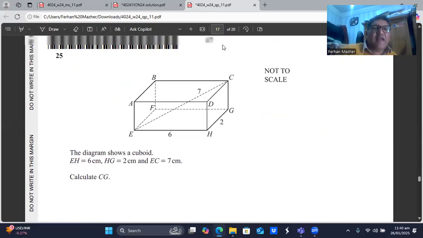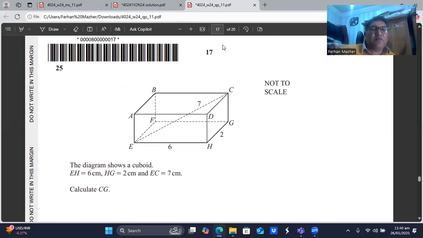Okay, so here we have question number 25 coming up on your screen. It says the diagram shows a cuboid where EH is 6, HG is 2, and EC is 7 centimeters. This is like a box, it's like a room. Calculate the CG. The method is very simple. You should try to understand this.